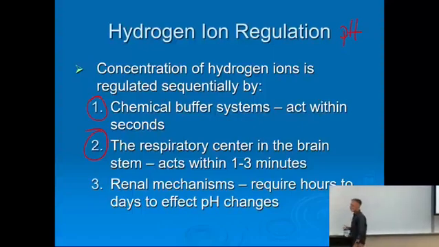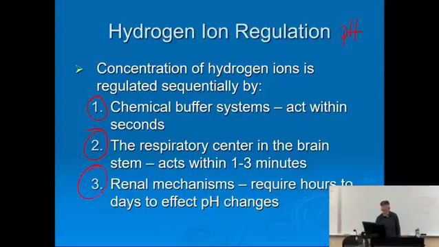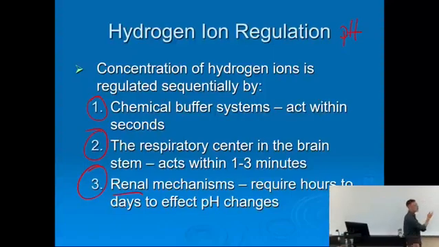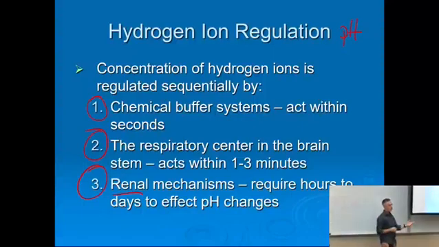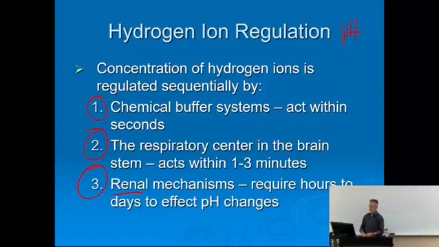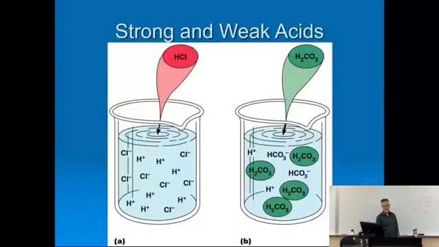Okay? And then lastly, we have renal mechanisms. What does renal mean? Kidney. So obviously, as we just got done with the urinary system, we know that the kidneys are very effective at reabsorption and secretion, including hydrogen ions and also reabsorbing these bicarbonate ions. So it is also effective in terms of helping to control pH. So we're going to talk about just those 3 systems in a little bit more detail.